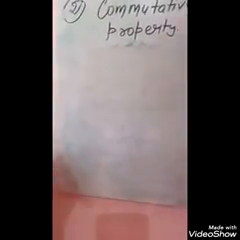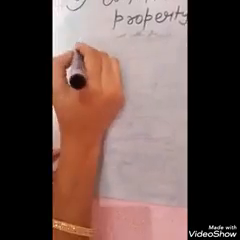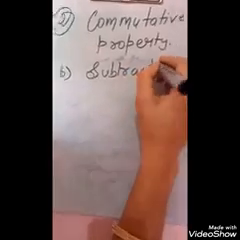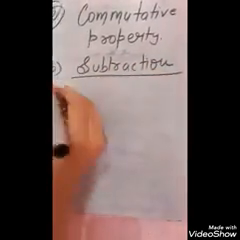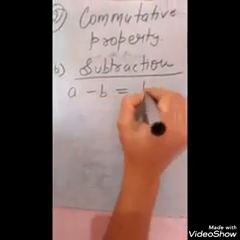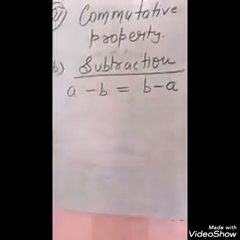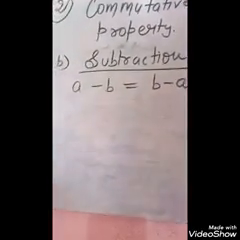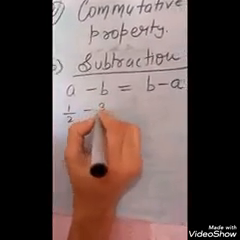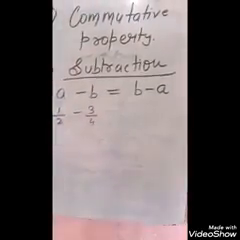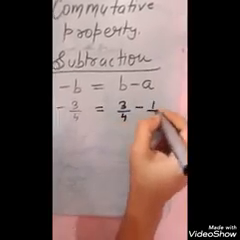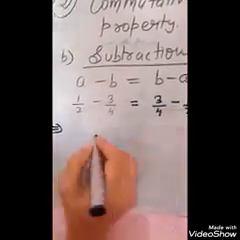After addition, we will see whether the commutative property is followed by subtraction or not. So if A and B are two rational numbers and A minus B is equal to B minus A, then we can say that the commutative property in subtraction is followed by rational numbers. For that we will take two examples. Take 1 by 2 minus 3 by 4, where 1 by 2 and 3 by 4 are the two rational numbers, and on the right hand side 3 by 4 minus 1 by 2. Now check whether both sides are the same or not.